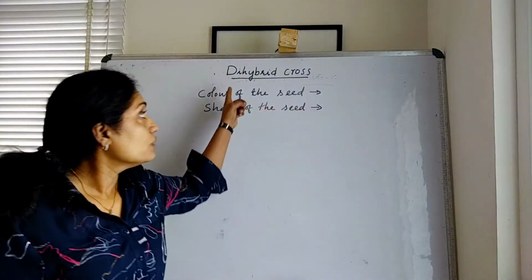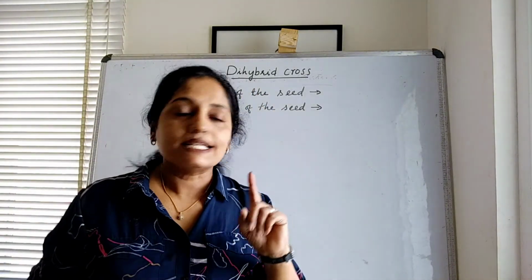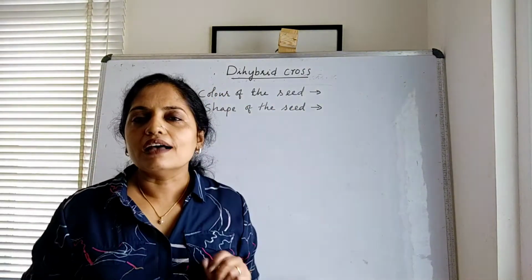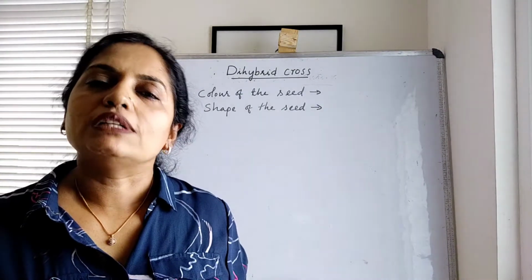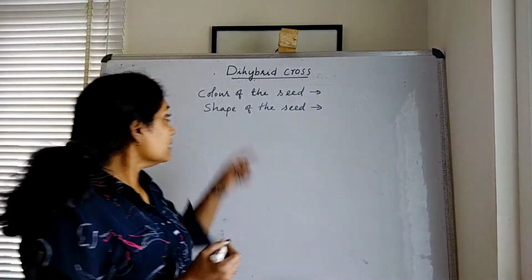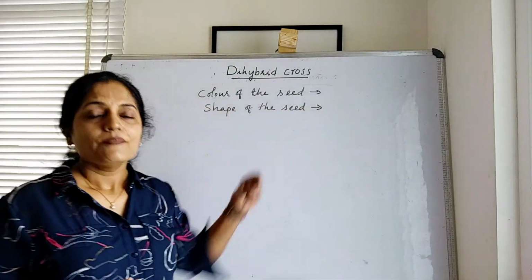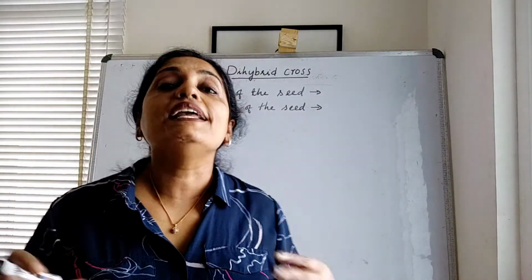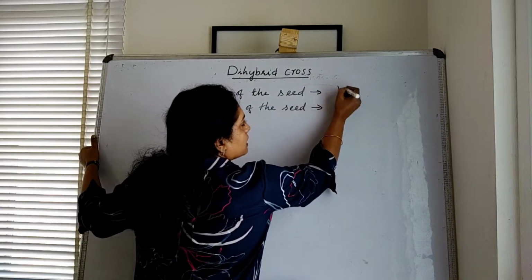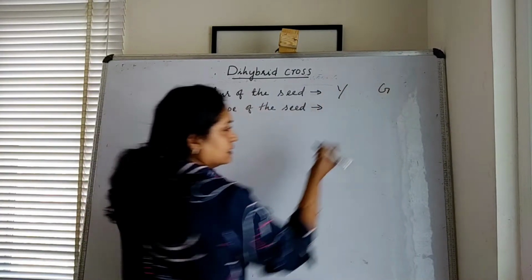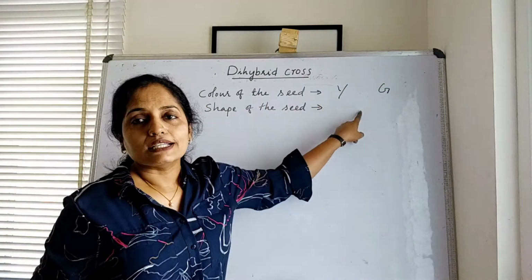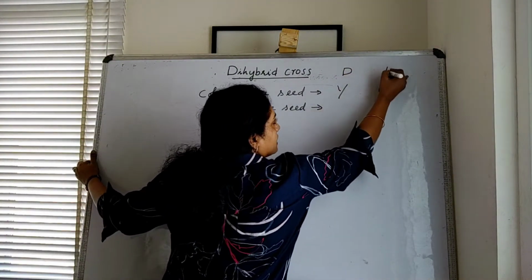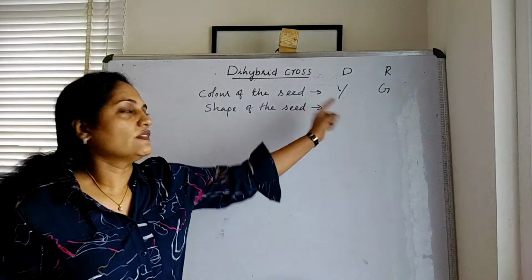But in the case of dihybrid cross, Mendel selected color of the seed and shape of the seed as two pairs of contrasting characters. Here in the case of color of the seed, there is a chance for yellow seed or green seed. Yellow color seed is a dominant character, and green color seed is the recessive character.